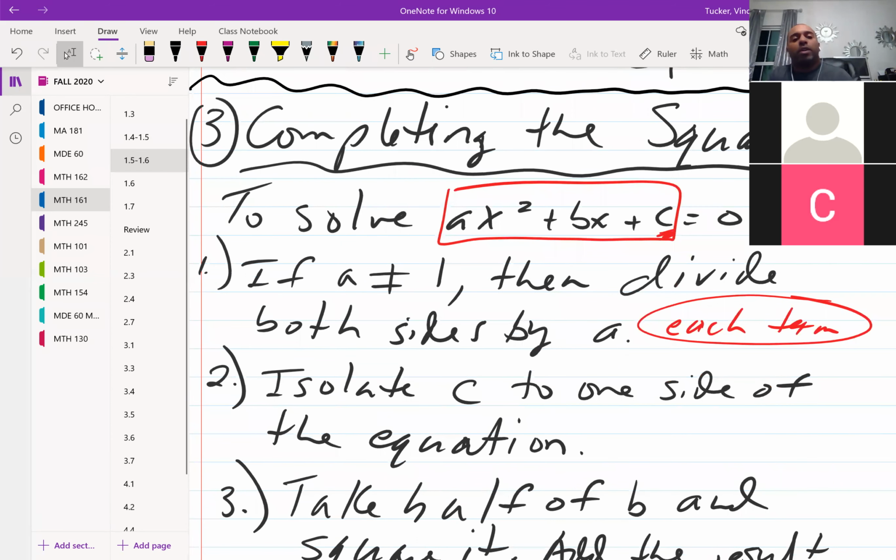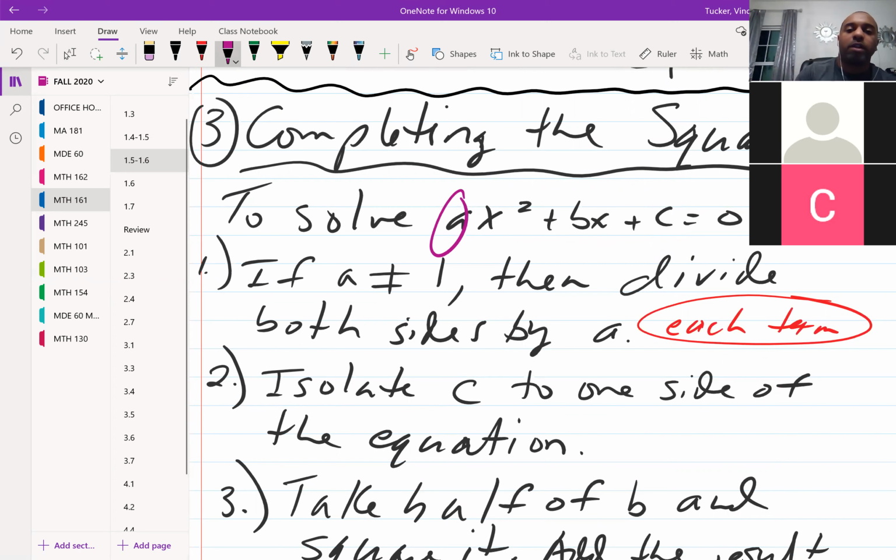Okay. So here's our third method, completing the square. So to solve ax squared plus bx plus c equal to 0, go ahead and erase that. If a is not equal to 1, so we're talking about this first term right here, the first coefficient, then divide both sides by a, or in other words, divide each term by a.